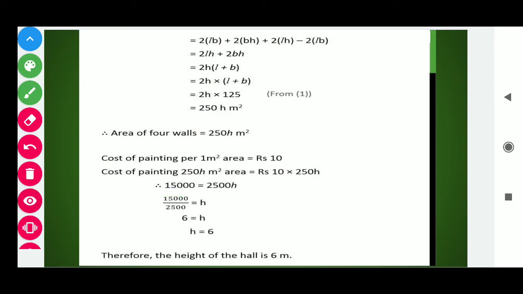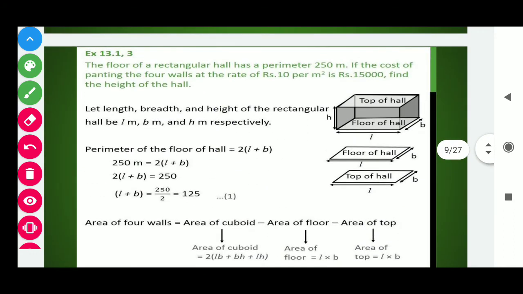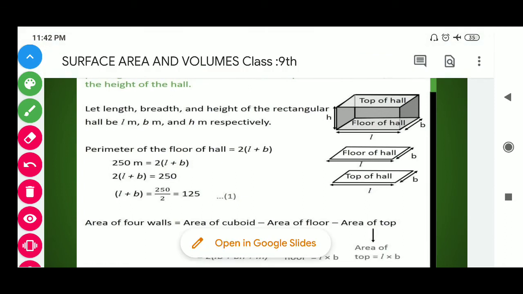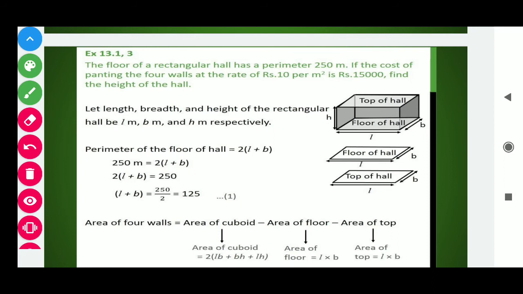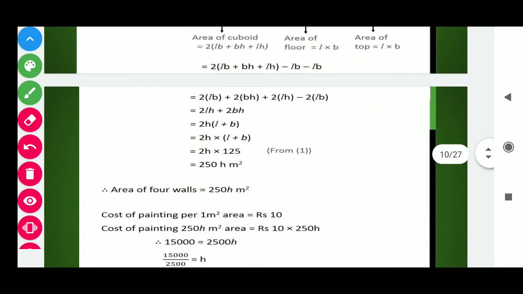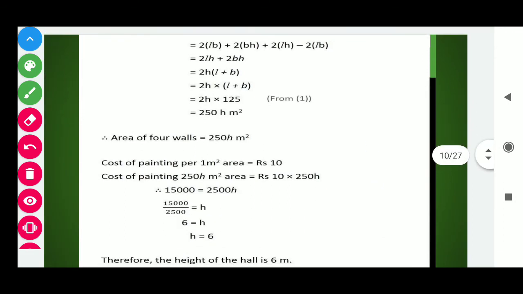Students, the question is very simple. In this question, we have been given the perimeter. By using the formula of area of four walls, we write area of cuboid by subtracting the area of floor and top. So we construct the formula 2LH plus 2BH, and we know that 2(L plus B) is equal to 250. So by putting this value, we get area of four walls as 250H square meter. But students, here the cost of painting per square meter area is given. By using that, we get the height as 6 meters.